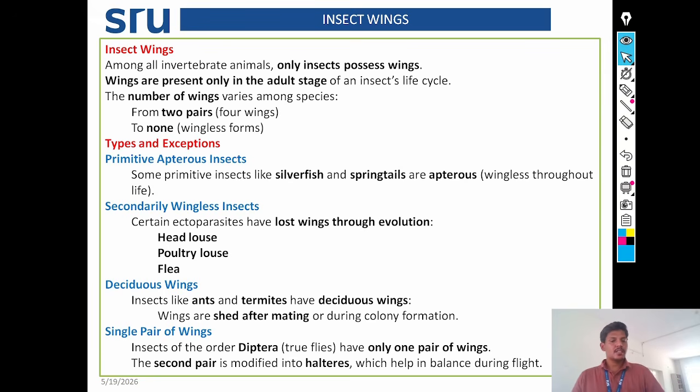Deciduous wings. Insects like ants and termites have deciduous wings. Wings are shed after mating or during colony formation. Single pair of wings. Insects of the order Diptera, that is true flies, have only one pair of wings. The second pair is modified into the halteres. This haltere helps in balance during the flight.